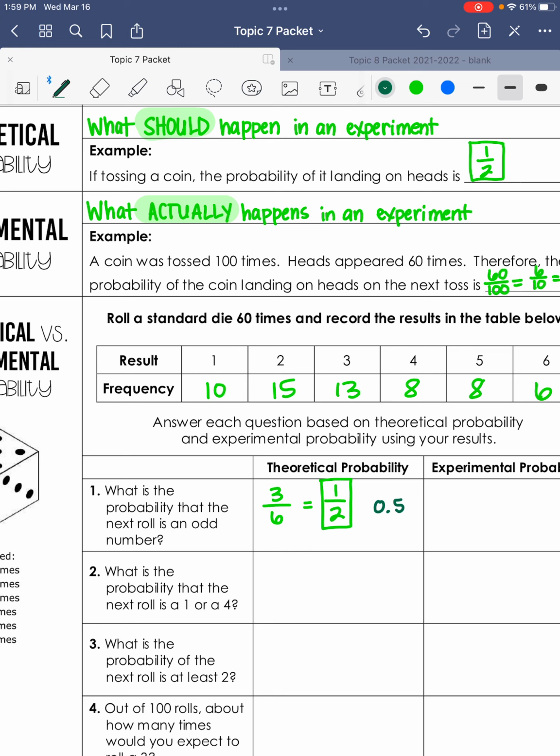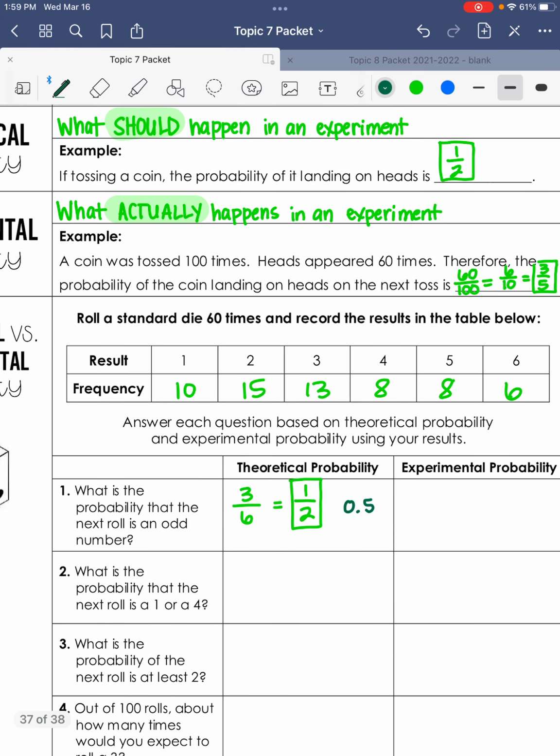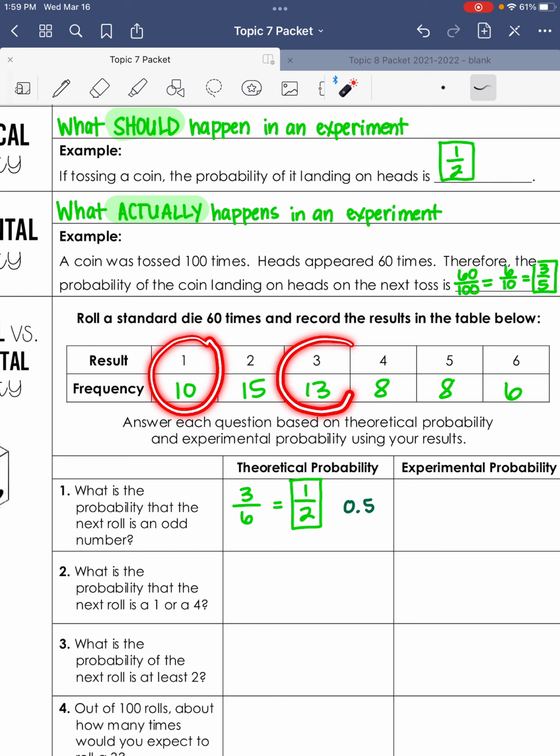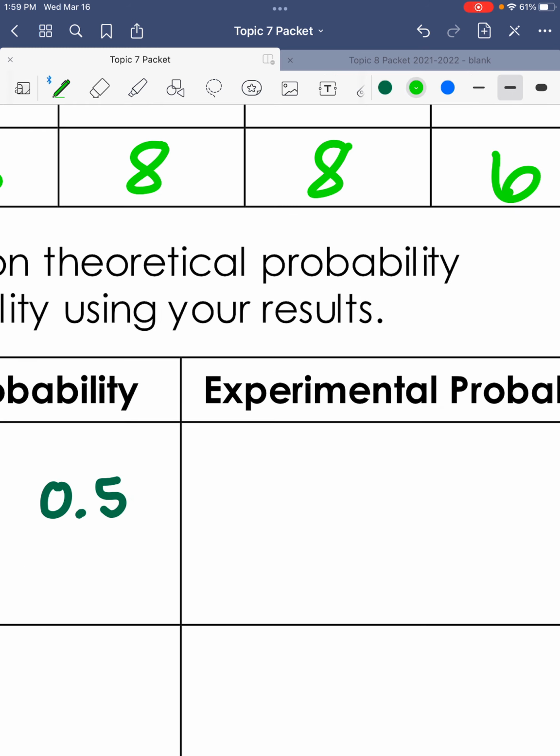So now let's look at the experimental probability that the next roll is an odd number. So again, we're still looking at 1, 3, and 5, but 1 occurred 10 times, 3 occurred 13 times, and 5 occurred 8 times. So I'm going to add 10 plus 13 plus 8. When I add that together, I get 31.